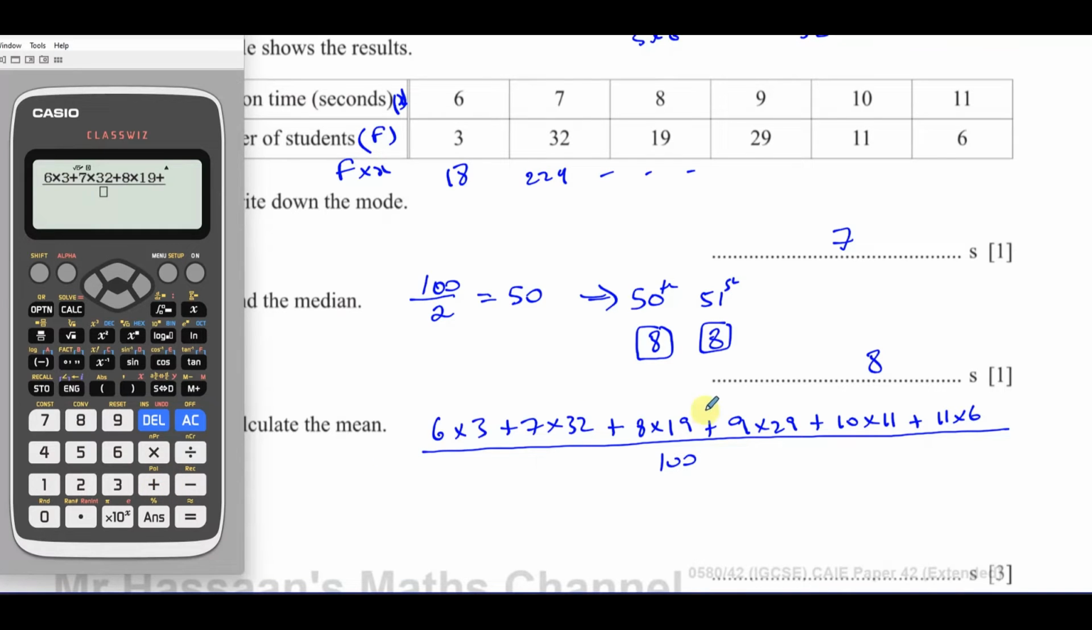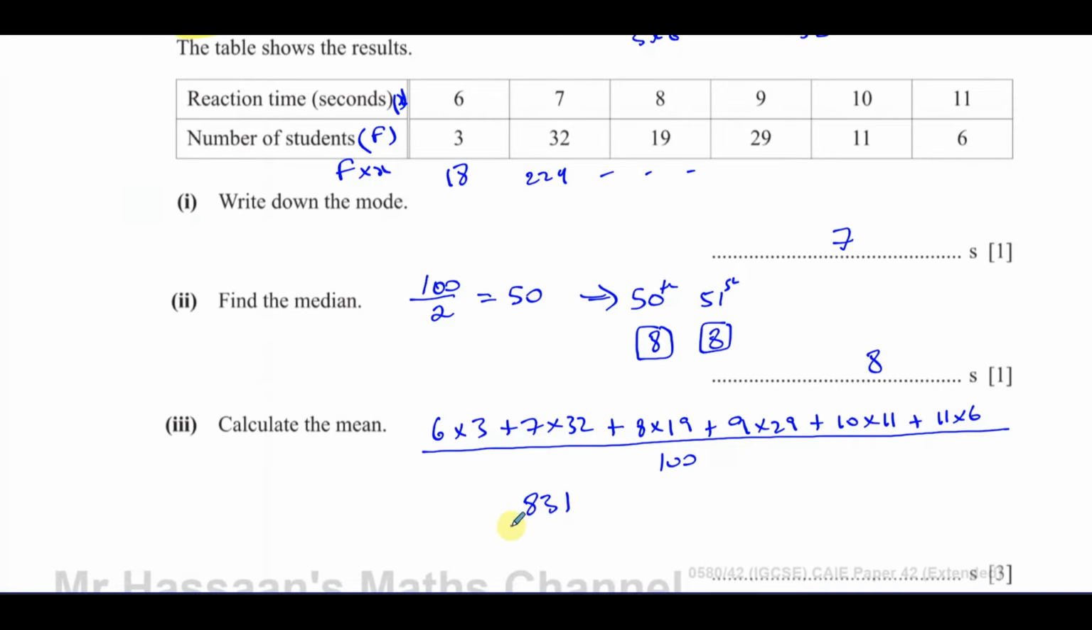plus 9 times 29, plus 10 times 11, plus, and finally 11 times 6. Okay, and divide by 100, and that gives us 831 over 100, which is 8.31.